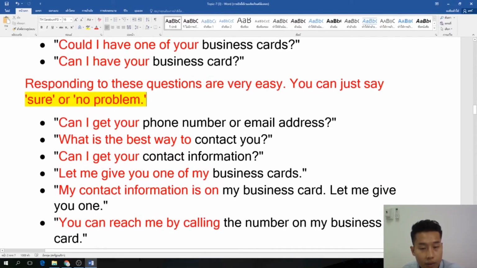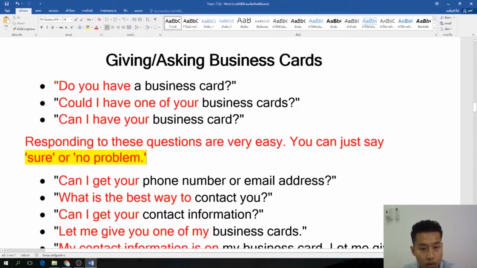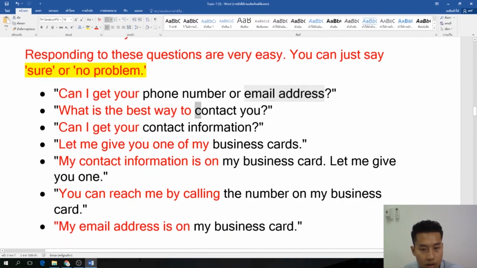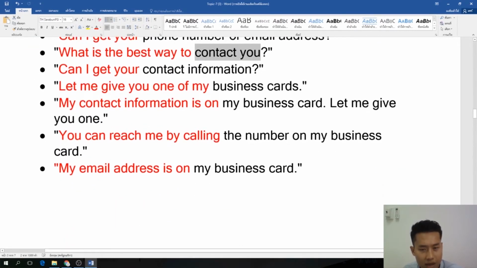Okay, so I hope you understand what you need to remember: a business card, a phone number, and an email address to contact you. Okay, a phone number, and then an email address. This is all about this one.